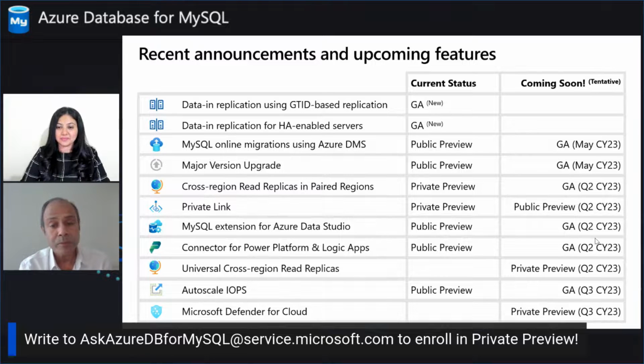Some other features which we plan to have GA soon include the MySQL extension for Azure Data Studio, and connectors for Power Platform and Logic Apps, just to make sure that our customers can continue to get the value from the Azure ecosystem. Another missing feature we have is cross-region read replica across all the regions. That would be in private preview in Q2, and then subsequent public and GA release. Another feature is auto scale IOPS. That's planned to GA in Q3, so it's a bit far.